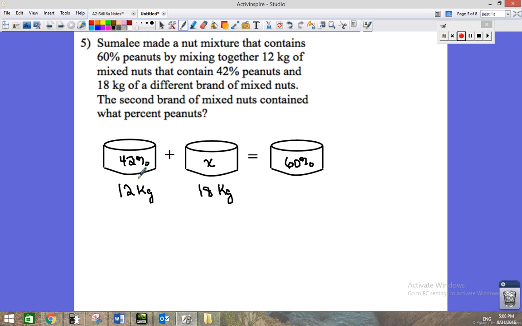Now, if I have 12 kilograms and I add to it 18 kilograms, then my final mixture has a weight that's 30 kilograms. So I've set this up now, I believe, correctly. Let's take the concentration times the weight, 0.42 times 12, X times 18, I'm just going to write it as 18 times X, and 0.6, I'm rewriting 60% as a decimal, times 30.